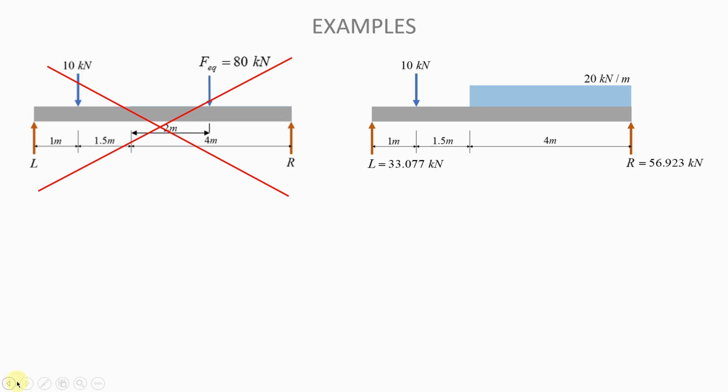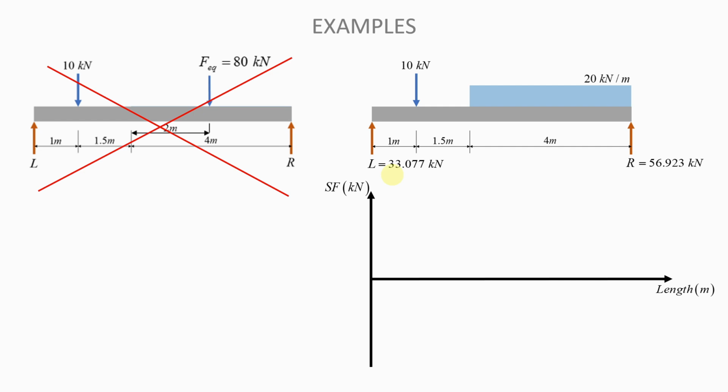Again, I will remind you that the reactions were calculated. The one on the left is 33.077 kilonewtons, and the one on the right is 56.923 kilonewtons. Now, from there, we can draw the shear force diagram. What I want you to note is that on the vertical axis, the unit this time is kilonewtons, because the forces on the beam are all in kilonewtons. And you also have the horizontal axis, which is just the length across the beam.